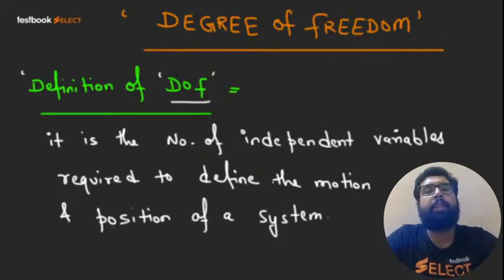थर्मोडाइनमिक्स के हिसाब से क्या डेफिनेशन है? It is the number of independent intensive properties required to define the state of a system. Similarly, यहाँ पर क्या definition है? It is the number of independent variables required to define the motion and position of a system.